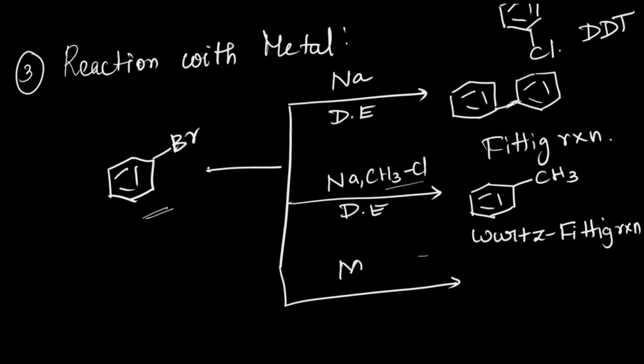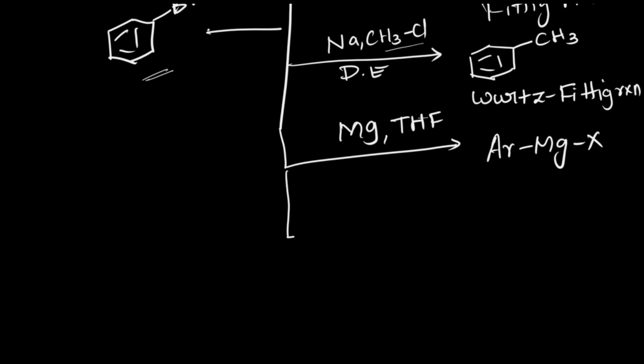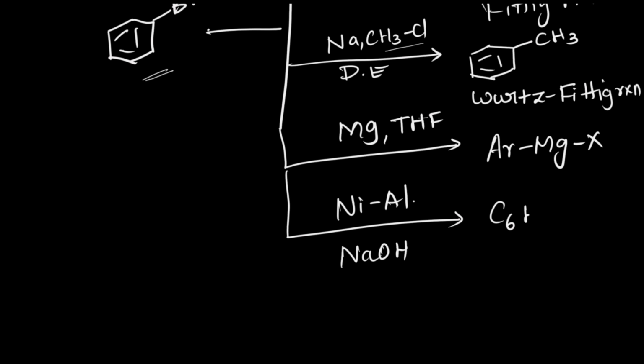Then the next reaction, that is magnesium with THF, that is a solvent, tetrahydrofuran, which will produce the Grignard reagent ArMgX. If I am treating it with nickel aluminium with NaOH, it is giving us benzene. So these are the reactions of haloarenes.